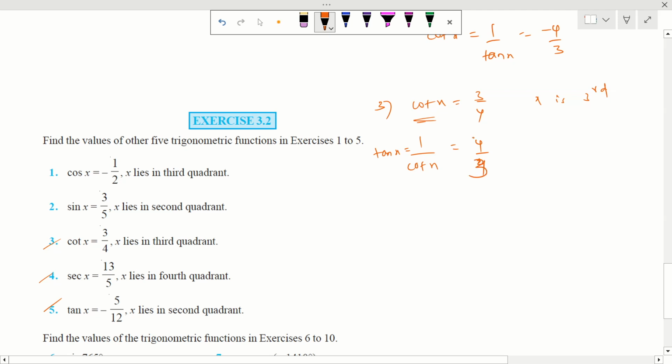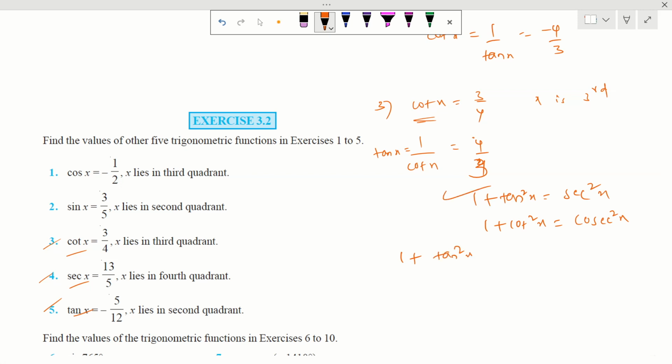Now here, with cot x, secant x, tan x, we need to recall the formulas. We know the formula of 1 by tan square x is cot square x, and 1 by sin square x is cosecant square x. These formulas we need to recall. So I am recalling 1 plus tan square x is equal to secant square x. Here we know that tan x is 4 by 3.